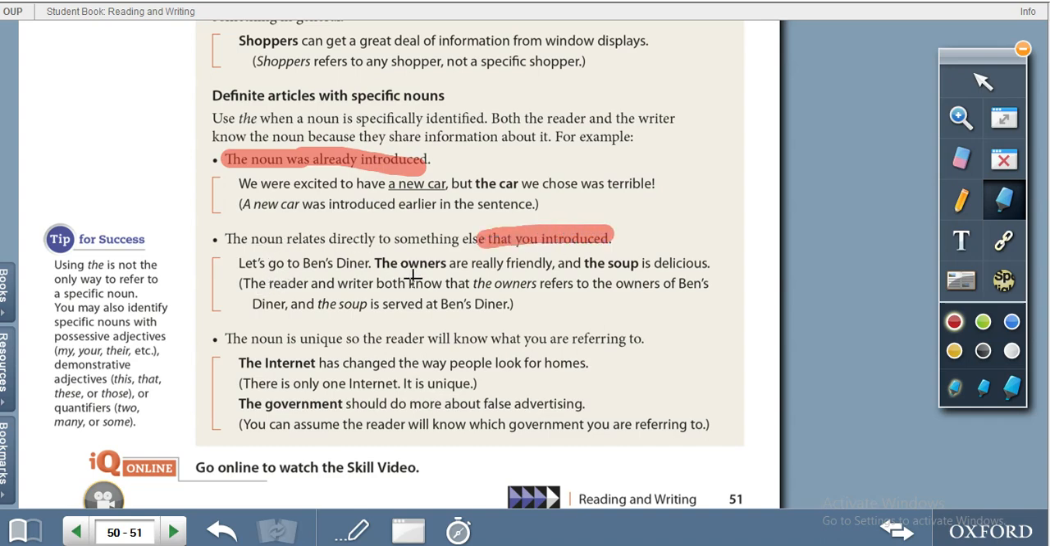And also when something that you have introduced, same thing. Yes, let's go to Ben Diner. The owners are really very friendly. Yes, because you have already told someone about Ben Diner, the restaurant. So the owners you are mentioning now.